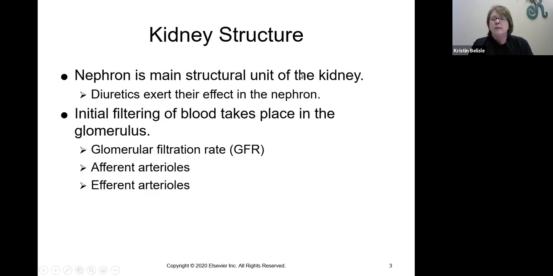The nephron is the main structural unit of the kidney. I'm not going to teach you anatomy and physiology again, but I do want you to note that. And I do want you to understand that the GFR, we can look at that. That is a lab value we can pull, and that's looking at the glomerular filtration rate, the GFR. That initial filtering takes place in the glomerulus. And as you learn in med-surg, there's a lot of disease processes where that can happen.